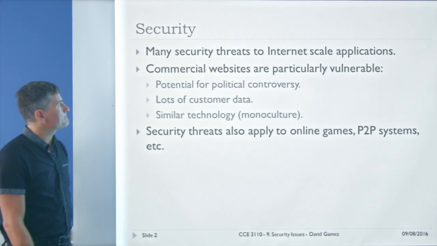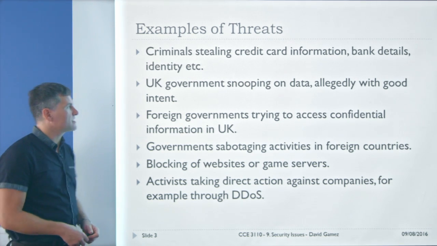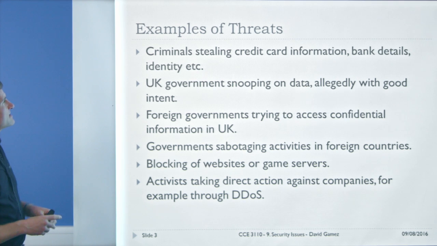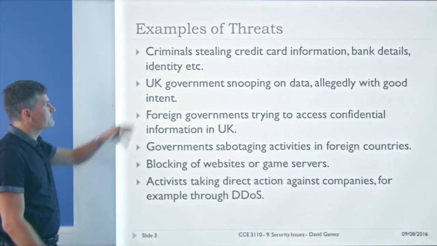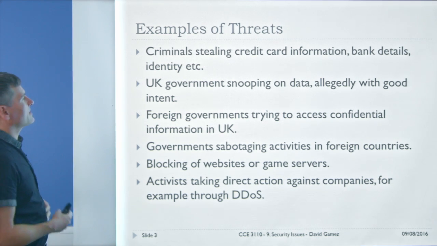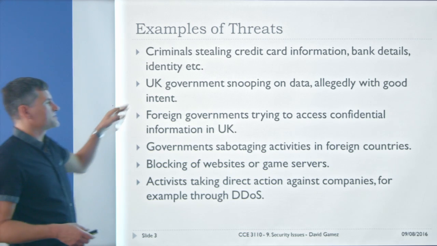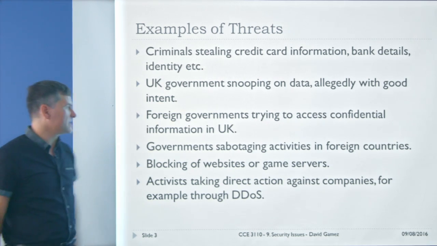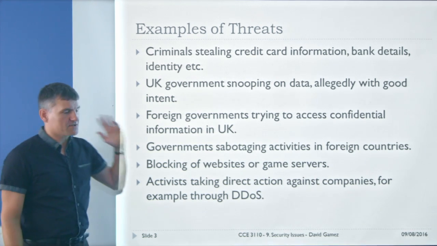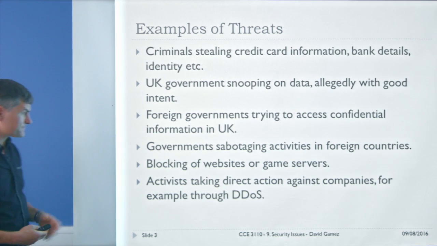of people every day. So the sorts of threats, I'm going to go through some of these, I'm going to go more through the mechanisms. These are the sort of threats, or bad stuff that could happen, essentially. So we've got criminals stealing credit card information, bank details, personal identity, this kind of stuff. A lot of talk about governments snooping on personal data, allegedly with good intent. Then we've got foreign governments trying to crack into systems in the UK to access information.